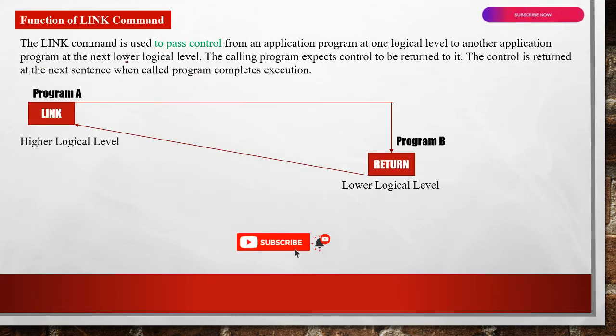And what is the function of the LINK command? The LINK command is used to pass control from an application program at one logical level to another application program at the next lower logical level. The calling program expects control to be returned.